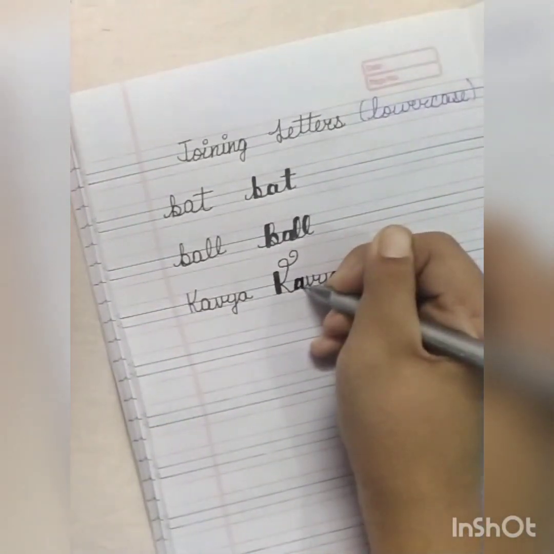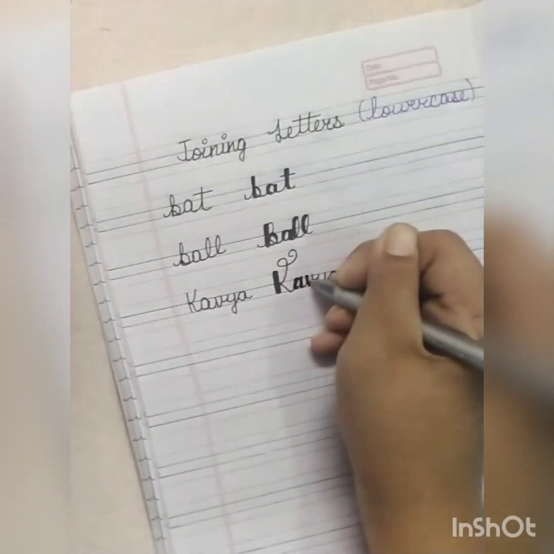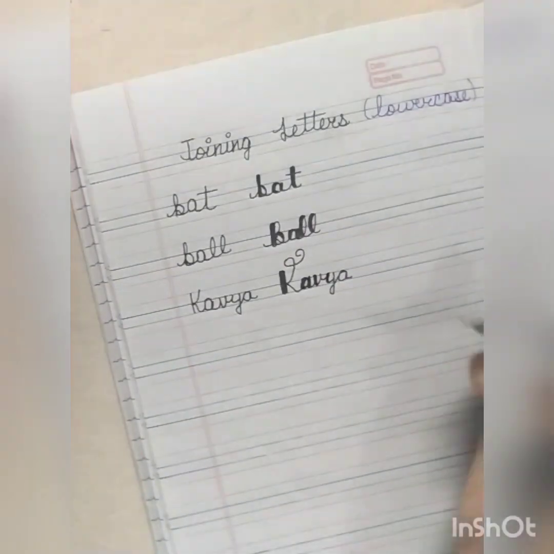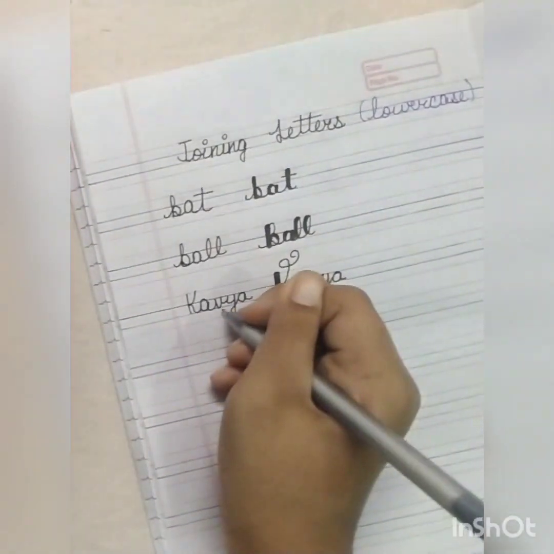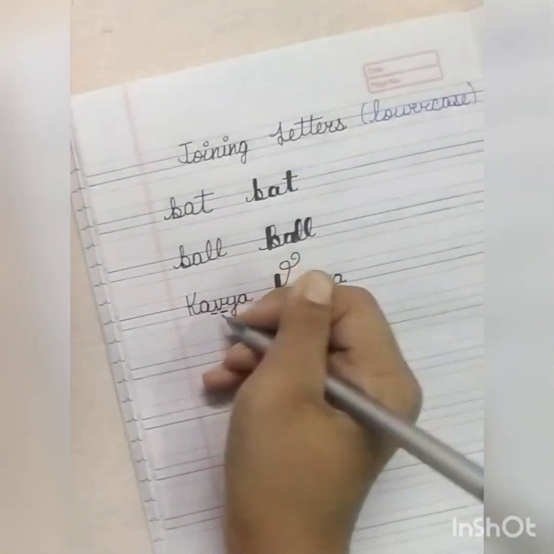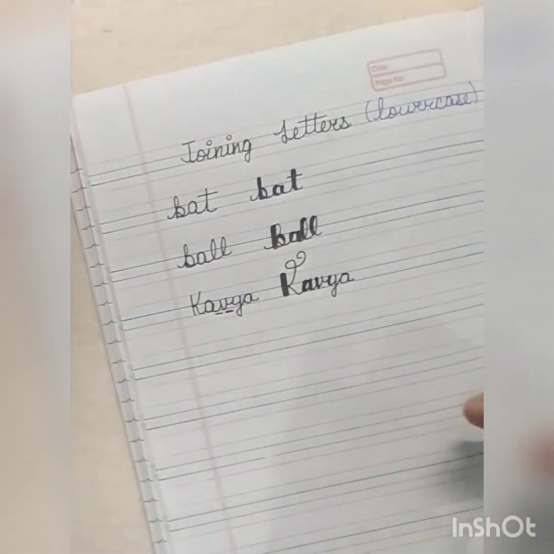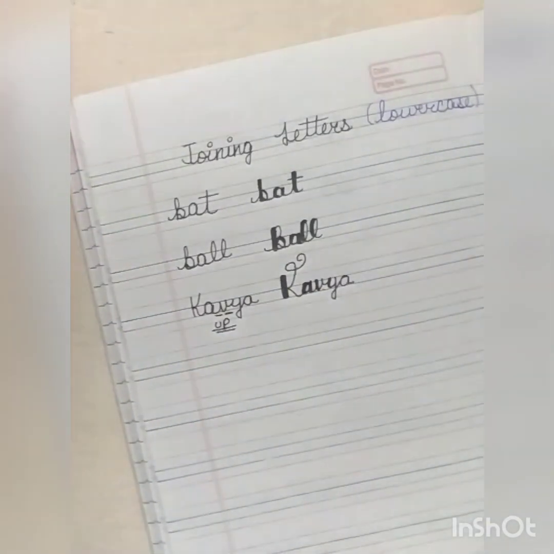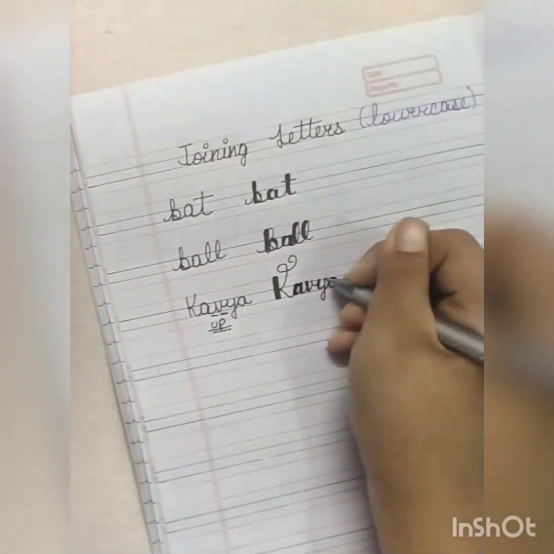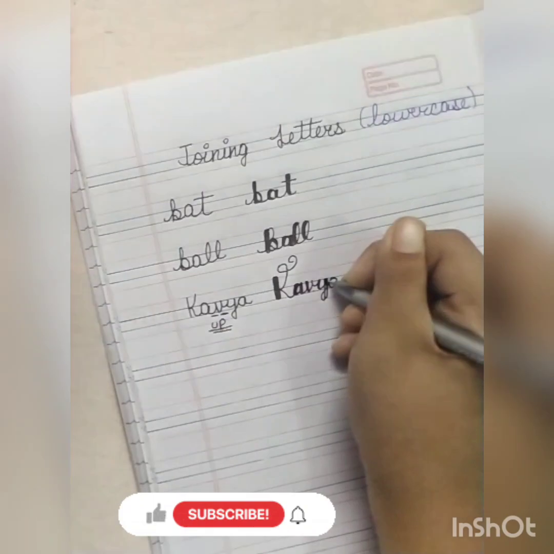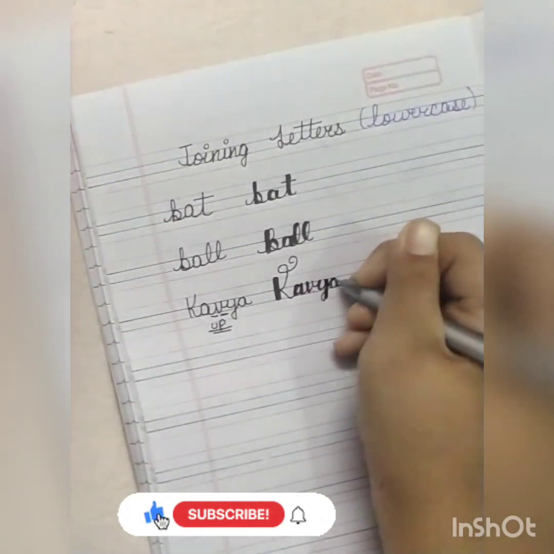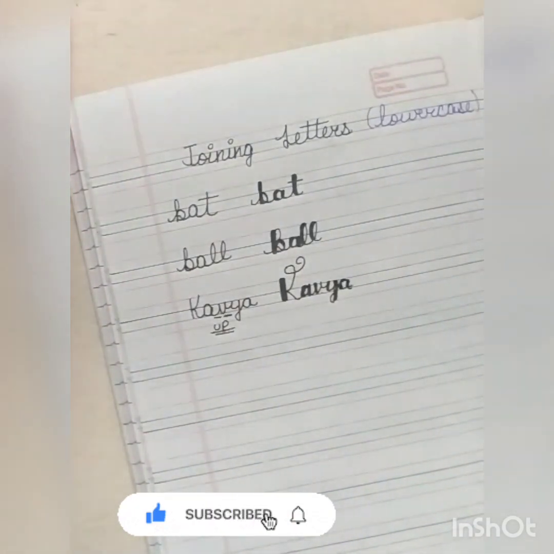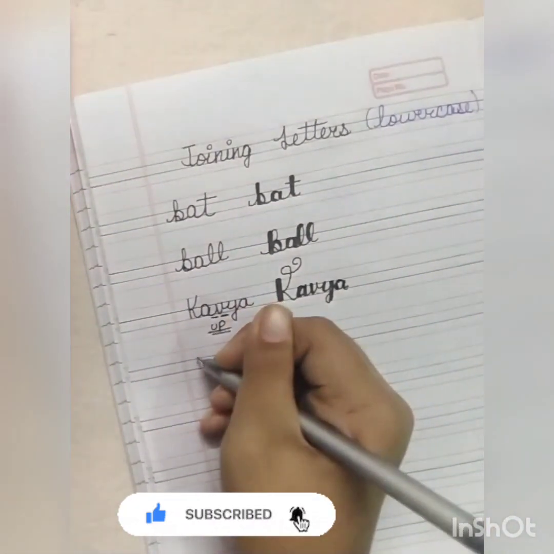Now A, again A has, then V going up, Y coming down, and one more. See, here is a loop, here's a loop. So these loops, even if I do them in the downstroke, we are still making them in the upstroke. Now Y has one more tail, then A. Kavya.